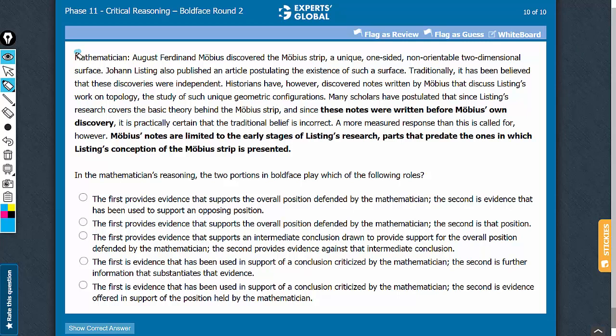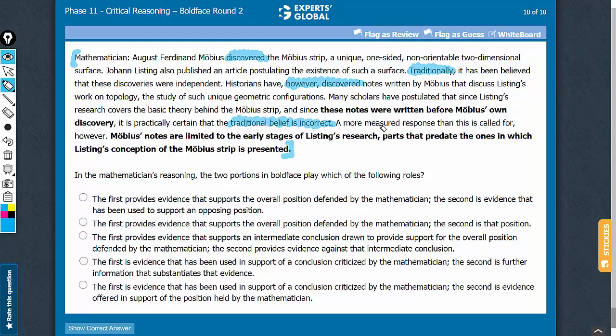This is a very interesting paragraph here with many twists and turns. So let us first understand what is going on here. The paragraph starts by talking about a discovery, then it talks about a traditional point of view, and then it talks about certain contrasting discoveries that suggest that the traditional belief may not be correct.